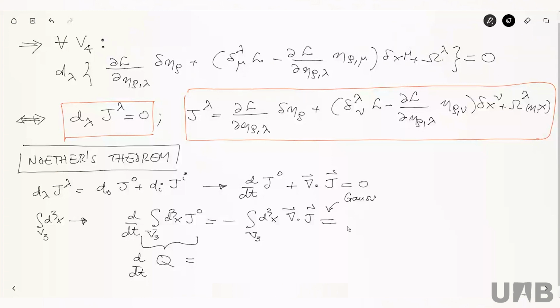Gauss's theorem says that this is the same as minus the integral over the surface, which is at the boundary of this three-dimensional volume, of J times the surface. So that means that the variation of this generalized charge is going to be minus the integral over the surface, which is at the boundary of this three-dimensional volume, of J times the external differential.